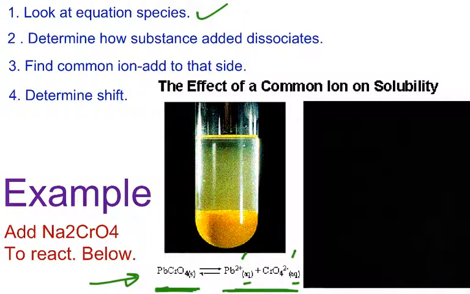The next step, you determine how the substance added dissociates. So, for example, in this example over here, we'll be adding sodium chromate, and we're going to figure out in a second how it dissociates. After that, you find the ions which are in common, you add to that side, and then you figure out the shift. So let's do the example.